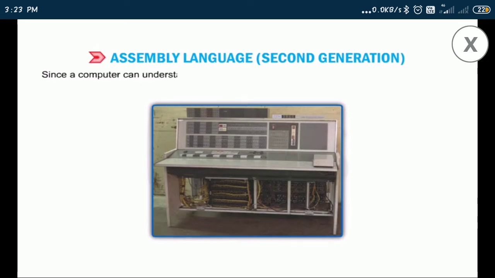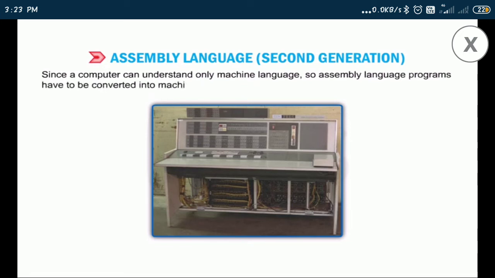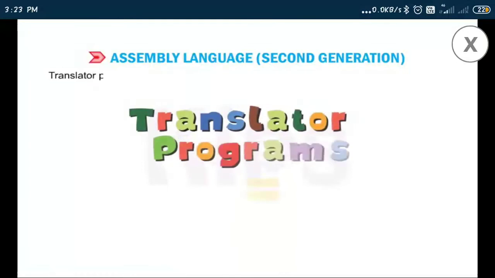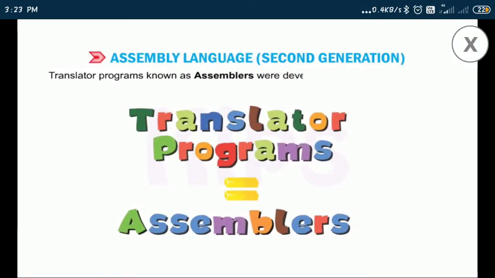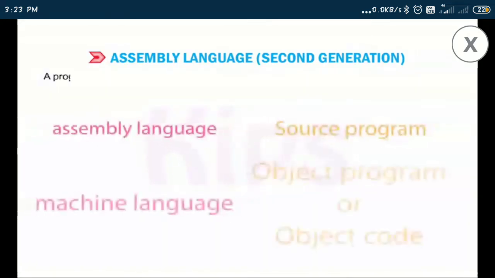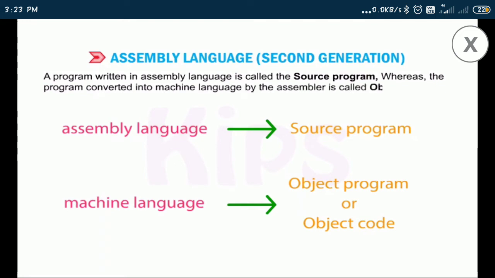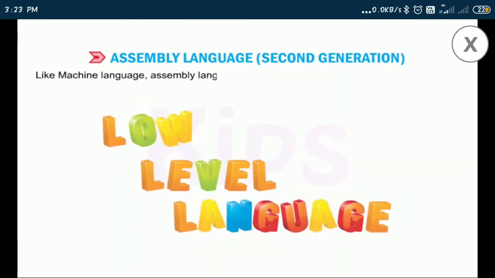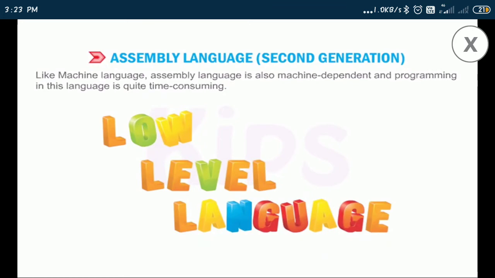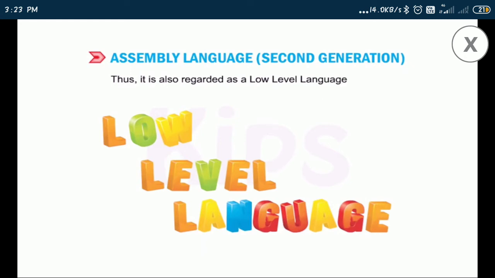Since a computer can understand only machine language, assembly language programs have to be converted into machine language. Translator programs known as assemblers were developed to convert the assembly language program into machine language. A program written in assembly language is called the source program, whereas the program converted into machine language by the assembler is called object program or object code. Like machine language, assembly language is also machine dependent, and programming in this language is quite time consuming. Thus, it is also regarded as a low-level language, LLL.